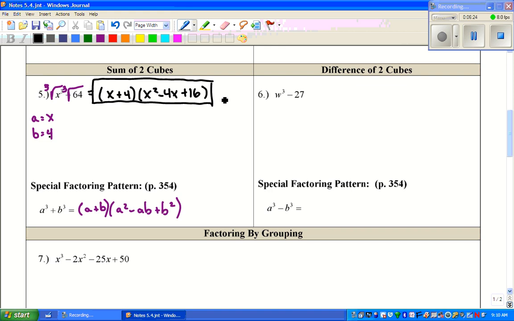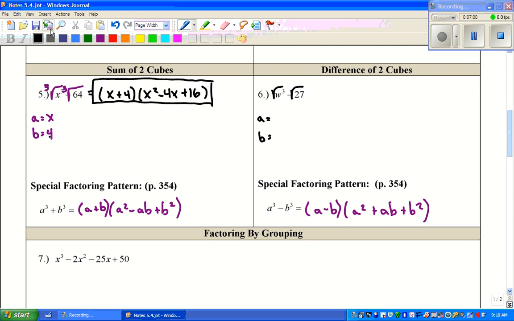The difference of two cubes is kind of the same idea. It has a pattern as well. You're going to look for the cube root of both your terms here. And when you do that, the pattern that this one's going to turn out to be is a minus b. And now in your second set of parentheses, you're going to have a squared plus ab plus b squared. So again, I'm going to find out what my a and what my b are by taking the cube root and the cube root.